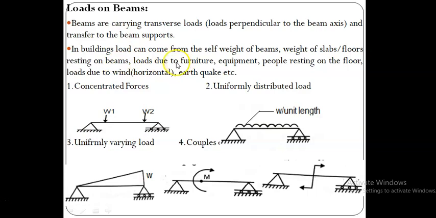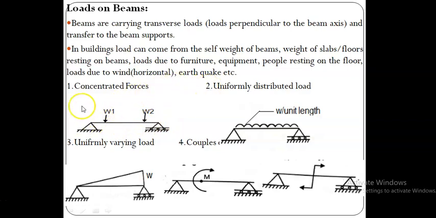In buildings, load can come from the self-weight of beams, weight of slab, floors resting on beams, loads due to furniture, equipment, people on the floors, loads due to wind, horizontal forces, or earthquake, etc. So these are some types of forces acting on the beams. Okay. Physically, all these loads are transferred into beams from slabs, or they may act directly on beams.